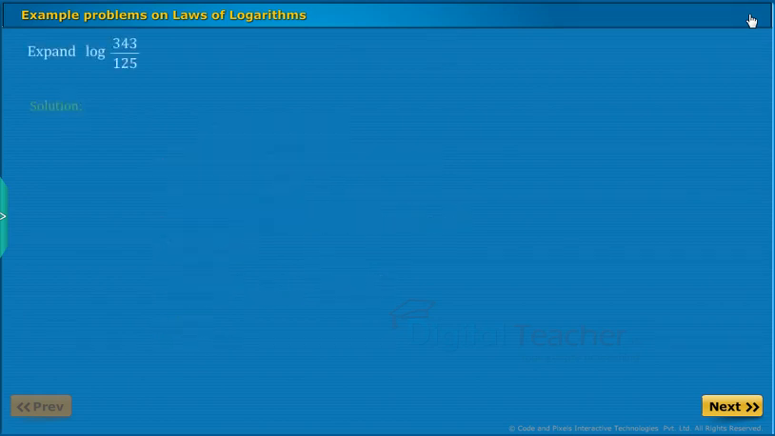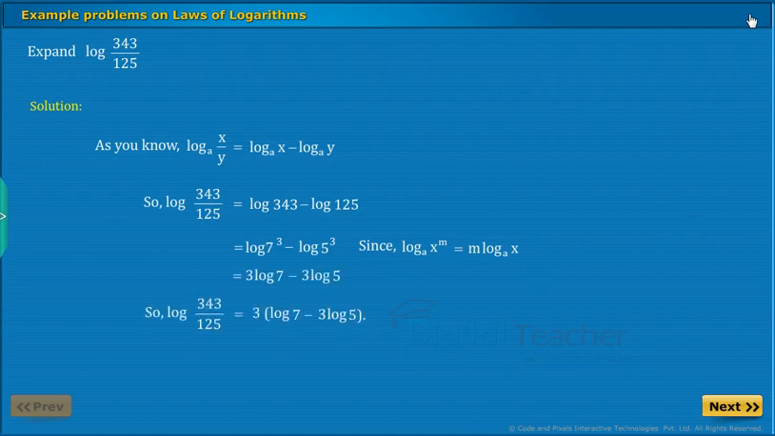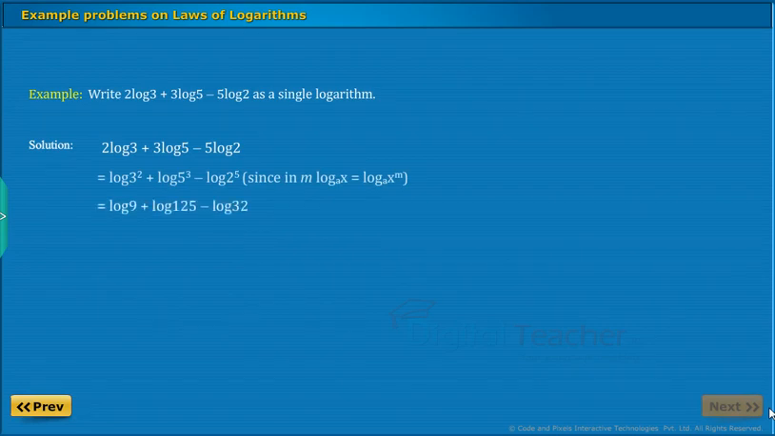The given term log 343 by 125 can be written as follows. So, log 343 by 125 is 3 of log 7 minus log 5. Write 2 log 3 plus 3 log 5 minus 5 log 2 as a single logarithm. The solution for the above problem is as follows.